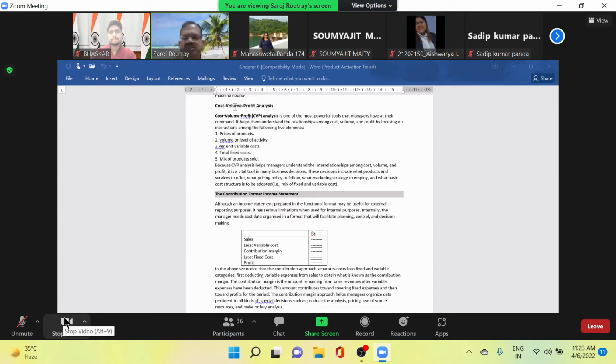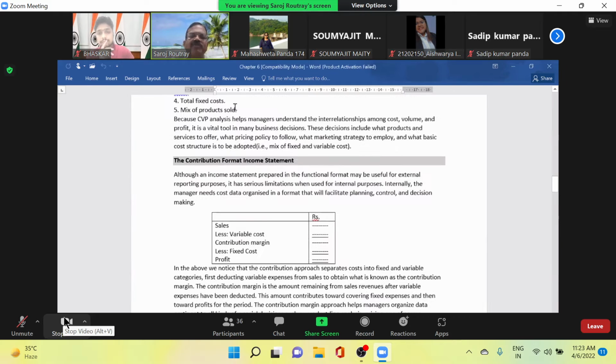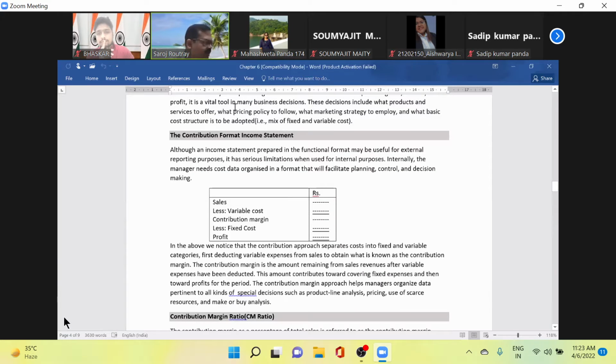So I will suggest all of you to just note down this format first. A small table is given here, note down this format. Thereafter, I'll start discussing the rest.